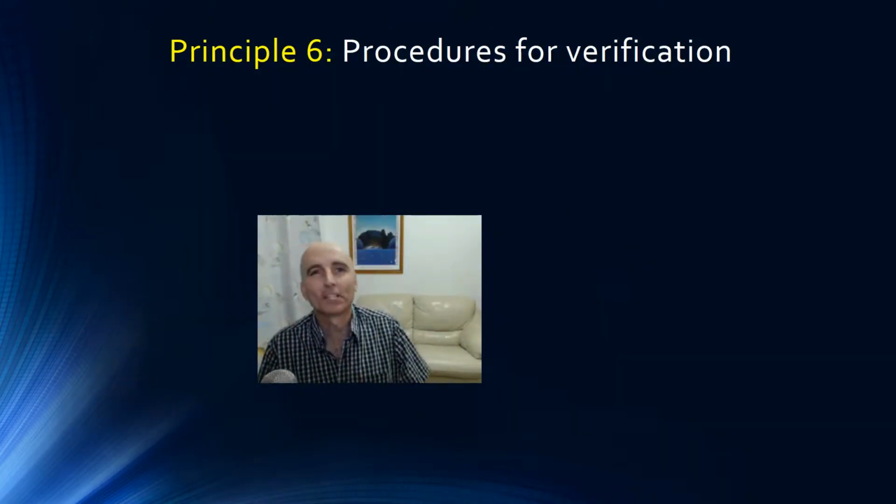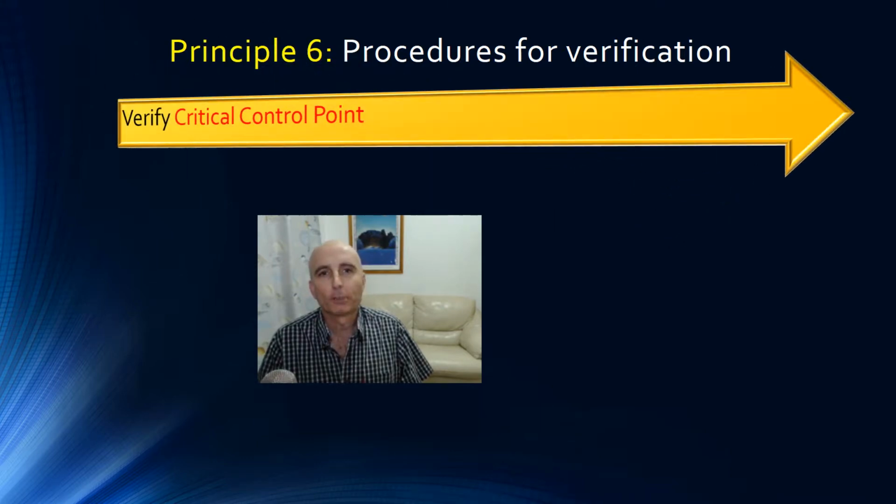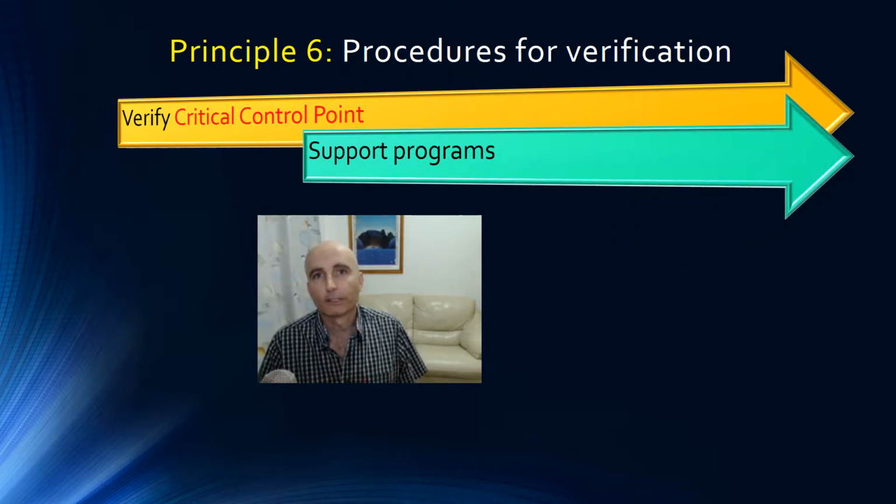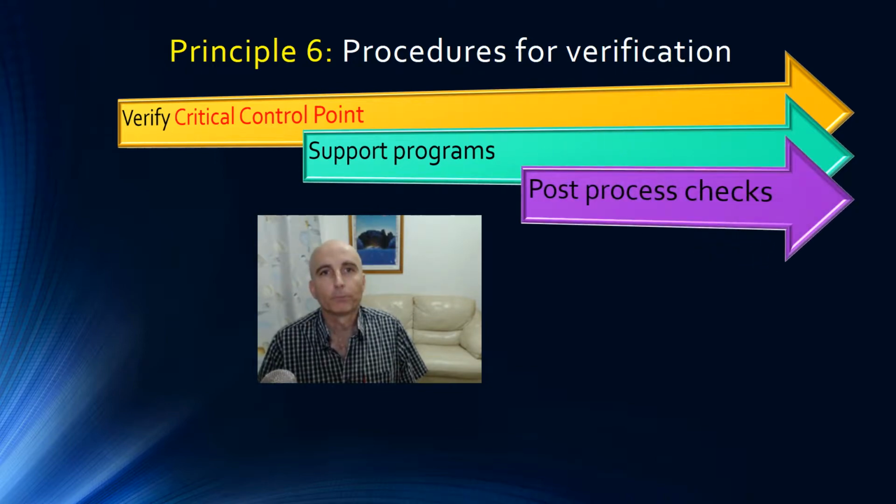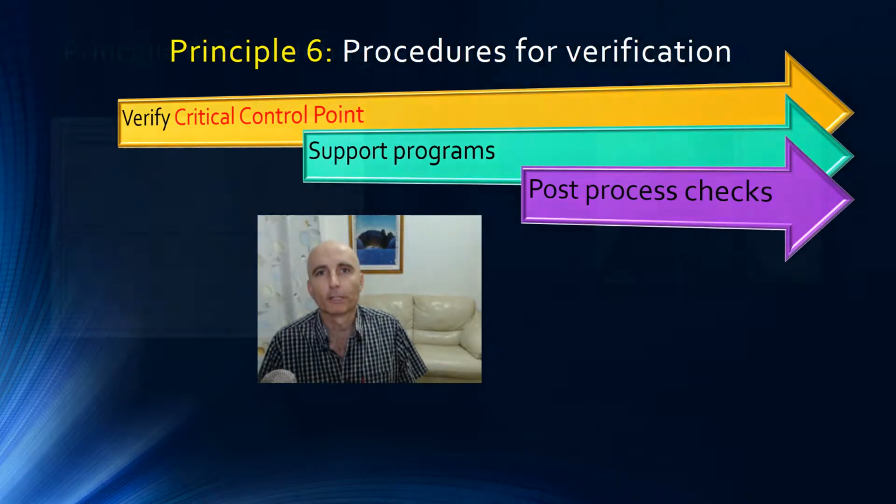Time goes quickly when you're having fun with the HACCP plan. This is the final mix. So what we're looking at is the procedures for verification. It's very, very important that we establish that and verify the HACCP system is working. So we need to test our critical control points and make sure that they are working. We also need to look at support programs that will work. And finally, we look at the post-process checks to make sure it's all working properly.